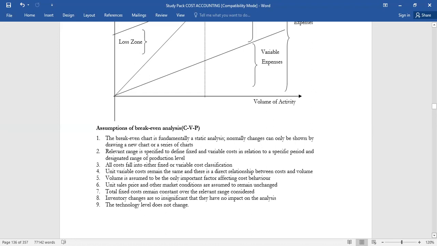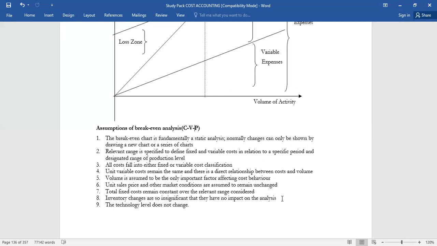Again, we are ignoring the market. Then total fixed cost remain constant over the relevant range that is considered. Again, we are holding that constant, which is not true. Then inventory changes are so insignificant that they have no impact on the analysis. Again, we are assuming that our inventory is not affecting the profits that we are producing.